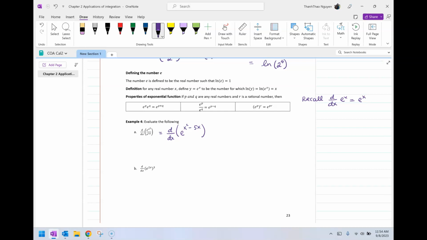So now here we have to take the derivative, and we also have to do the chain rule. So the derivative of e to the x squared minus 5x is equal to e to the x squared minus 5x multiplied by 2x minus 5.